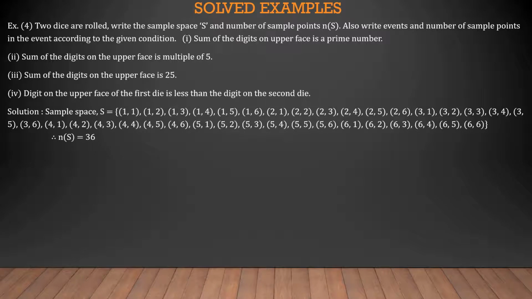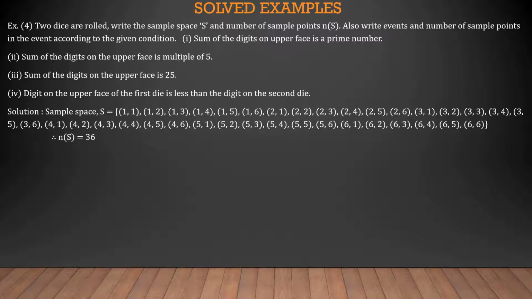Solution. Sample space S = {(1,1), (1,2), (1,3), (1,4), (1,5), (1,6), (2,1), (2,2), (2,3), (2,4), (2,5), (2,6), (3,1), (3,2), (3,3), (3,4), (3,5), (3,6), (4,1), (4,2), (4,3), (4,4), (4,5), (4,6), (5,1), (5,2), (5,3), (5,4), (5,5), (5,6), (6,1), (6,2), (6,3), (6,4), (6,5), (6,6)}. So the number of sample points in the sample space n(S) is 36. So we have 36 sample points when 2 dice are rolled.